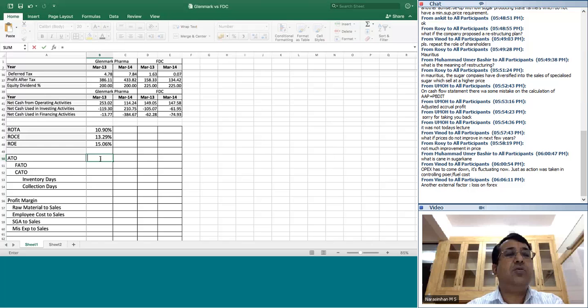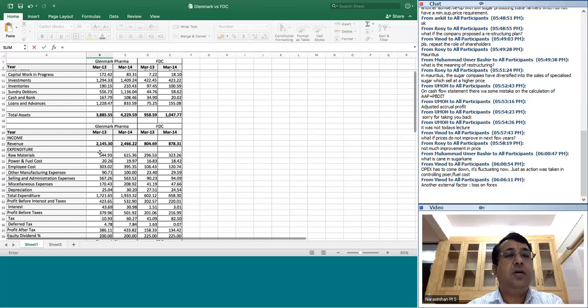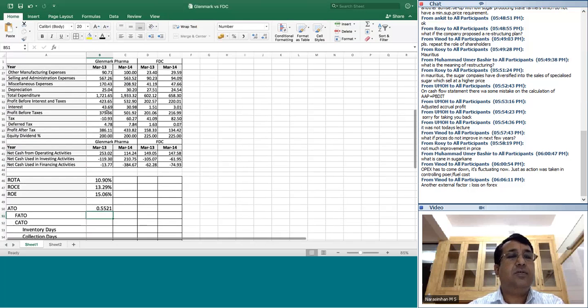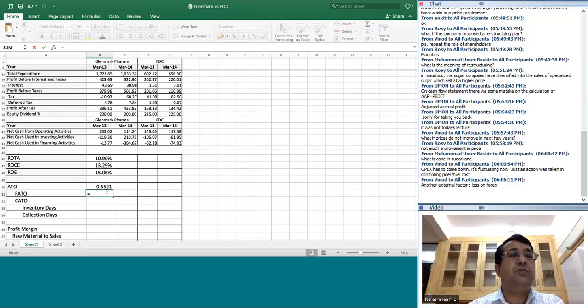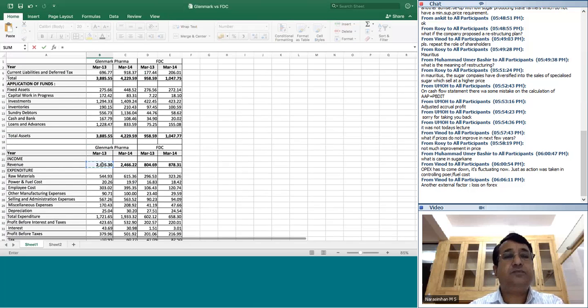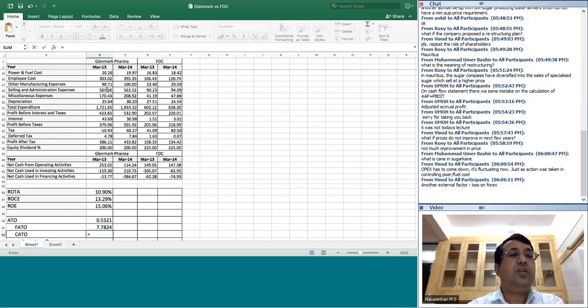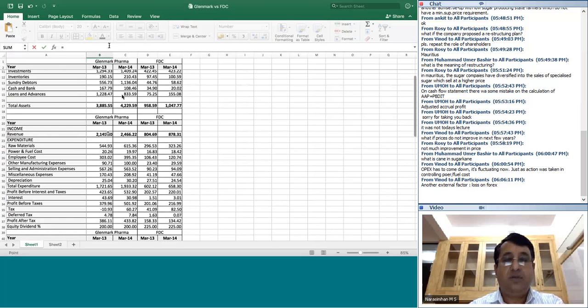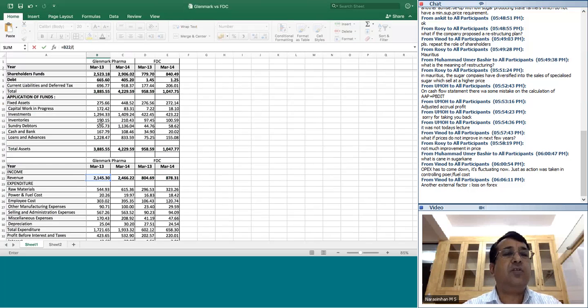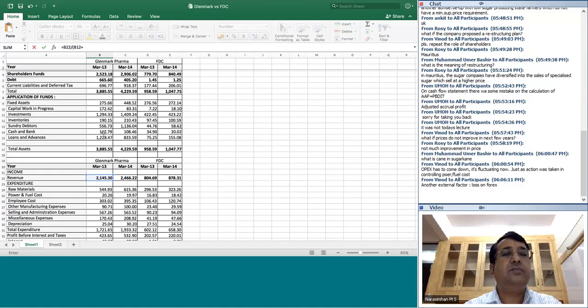Asset turnover ratio, revenue by total assets. Fixed asset turnover ratio, revenue by fixed asset. Current asset turnover ratio, revenue by current assets. We need to find out what the current assets are: inventory, sundry debtors, cash. That's enough.